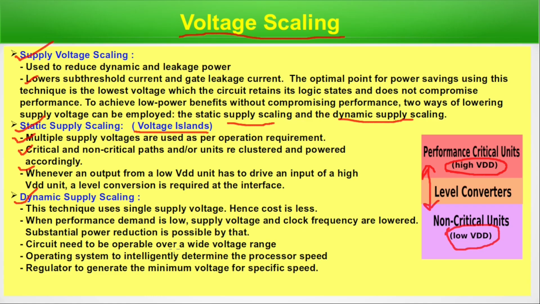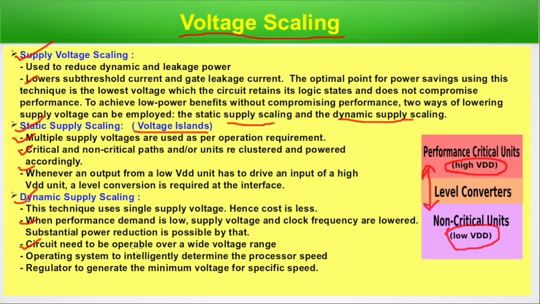The circuit needs to be operable over a wide voltage range. The operating system intelligently determines the processor speed, and a regulator generates the minimum voltage for that specific speed. So depending on the usage and the demand, if the IP is actively working, more power is required, and accordingly the supply voltage and clock frequency will be set. If it's not working or demand is less, obviously supply voltage and clock frequency are lowered. That way substantial power can be saved.